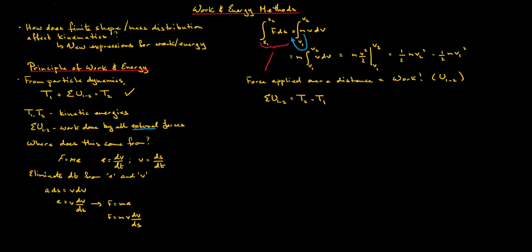And again, we haven't answered our question of, well, what do work and energy methods, what does the principle of work and energy look like for a rigid body? So simply, we are recapping ideas from particle dynamics. But now what we're going to see is that for a rigid body, we can have different types of kinetic energy, and also different types of work will be possible.